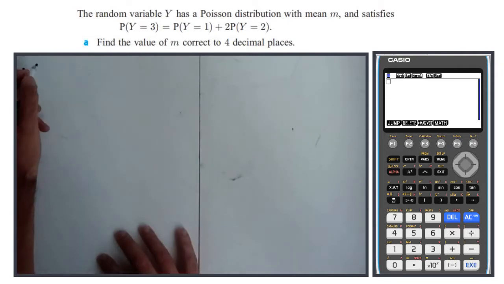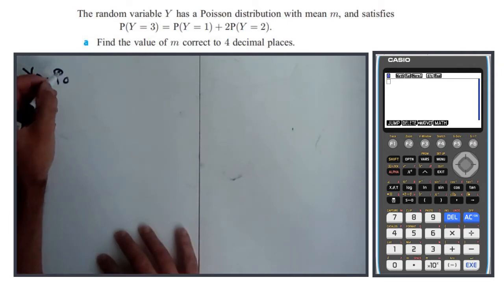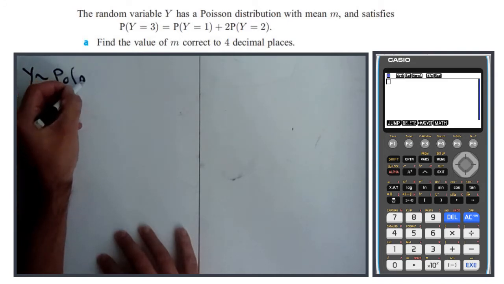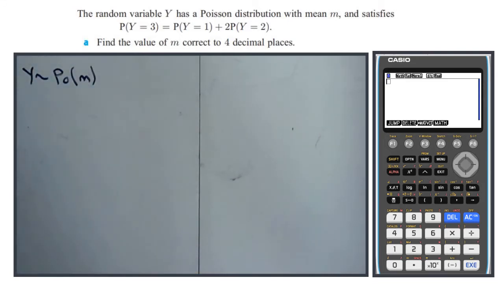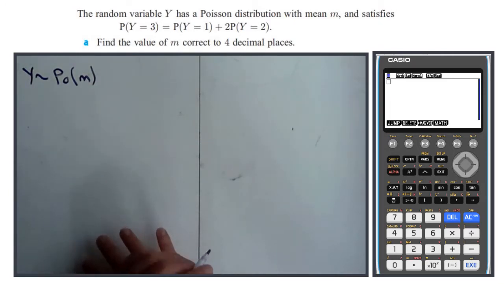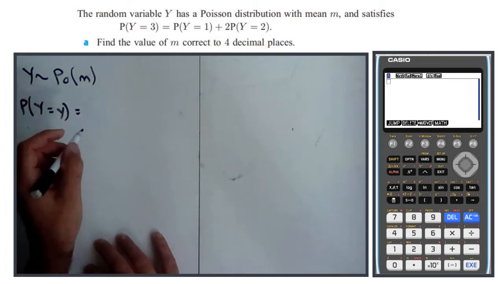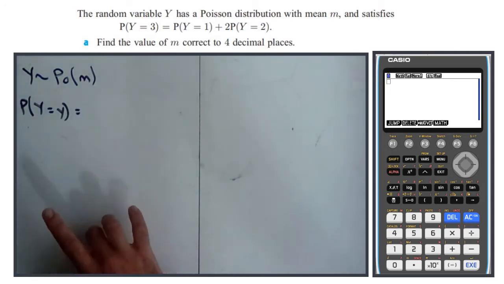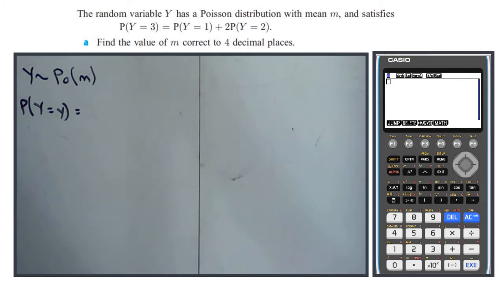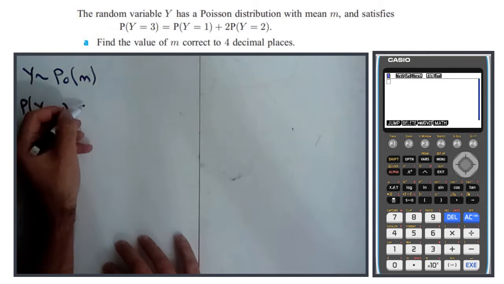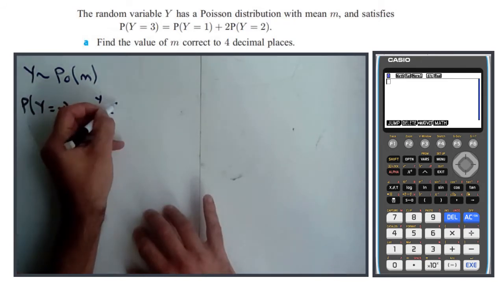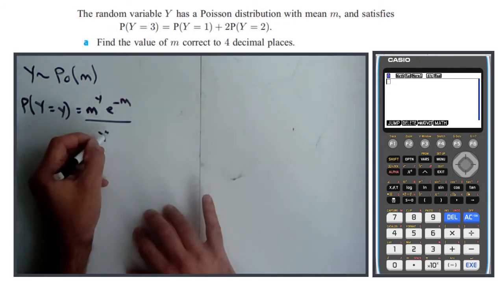So Y is distributed according to a Poisson distribution, and it has a mean and variance of m. The parameter is m. M is the thing we need to find. P(Y=3) = P(Y=1) + 2P(Y=2). If you go straight to your formula book, it tells you P(X=x) is m to the power x, e to the minus m, over x factorial. So we're going to have m to the y, e to the minus m, over y factorial.